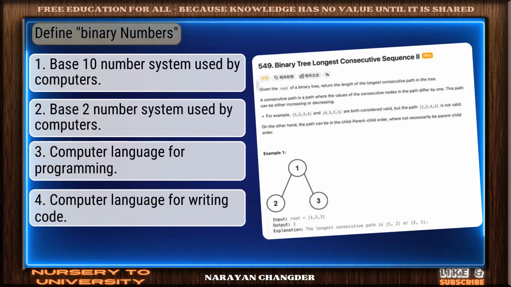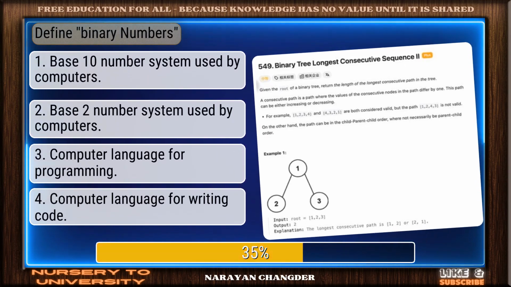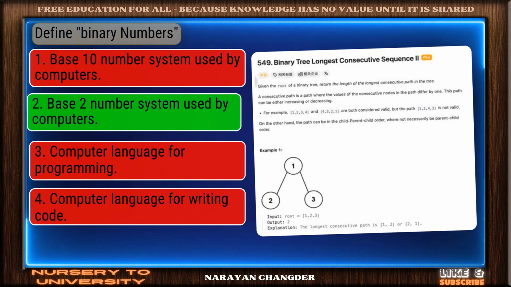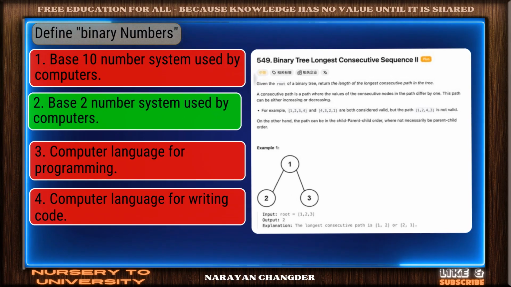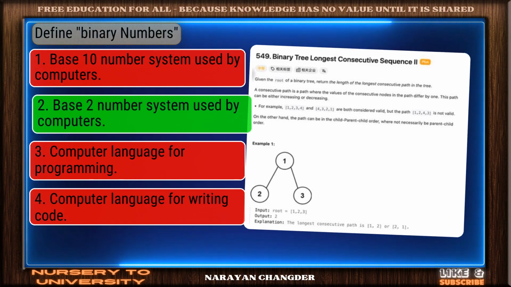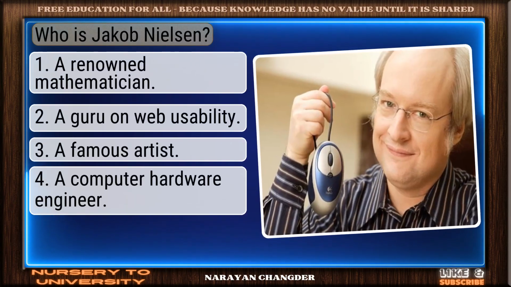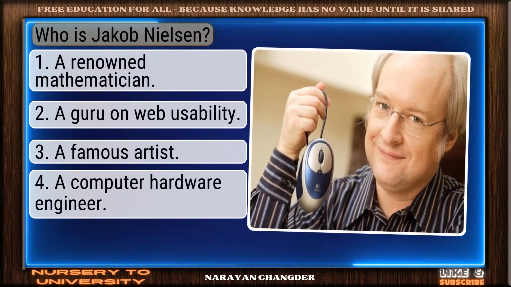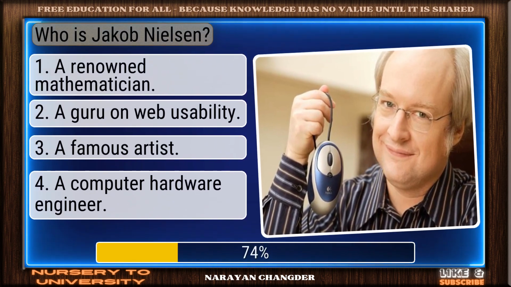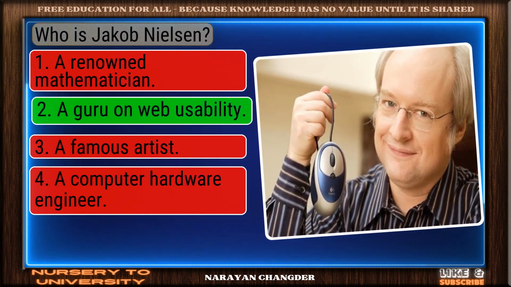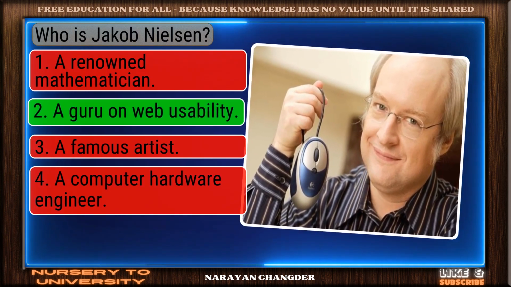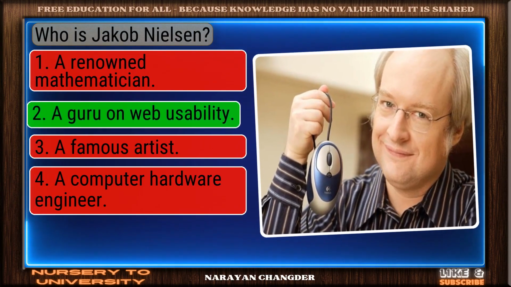Question number 79. Define binary numbers. Nicely done. Base 2 number system used by computers is a solid answer. Question number 80. Who is Jakob Nielsen? Great job. A guru on web usability is the accurate answer.